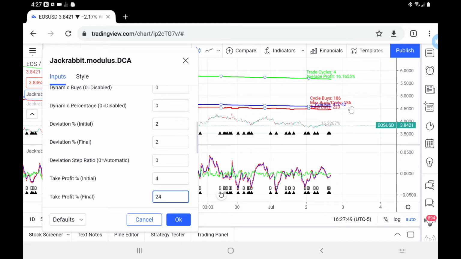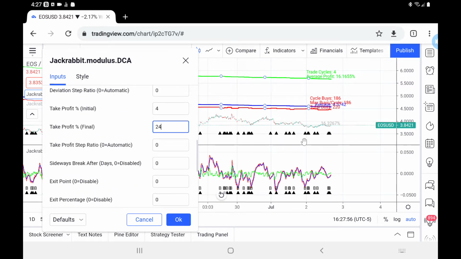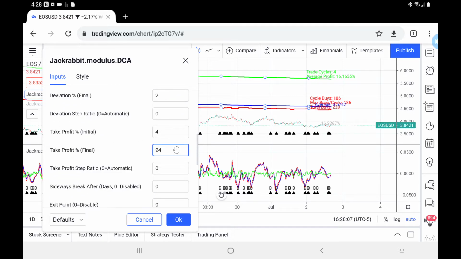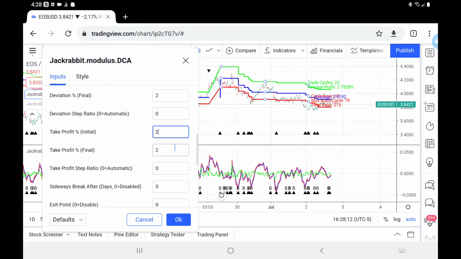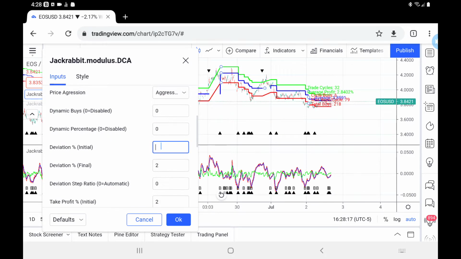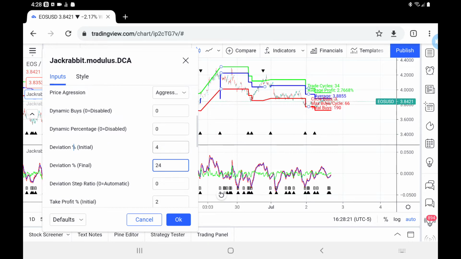Okay, that took us back up to 186. And we are 16% below average here. So we could use, actually, let's take profit, I put it in the wrong place. It does help when you're in the right place. So let's try this again, this time in the right place, the deviation.